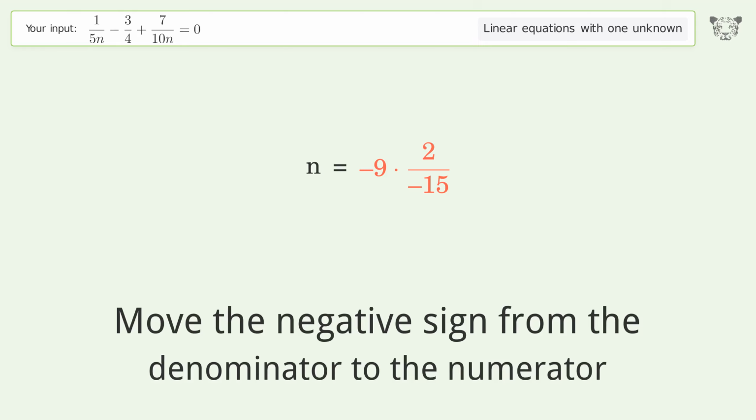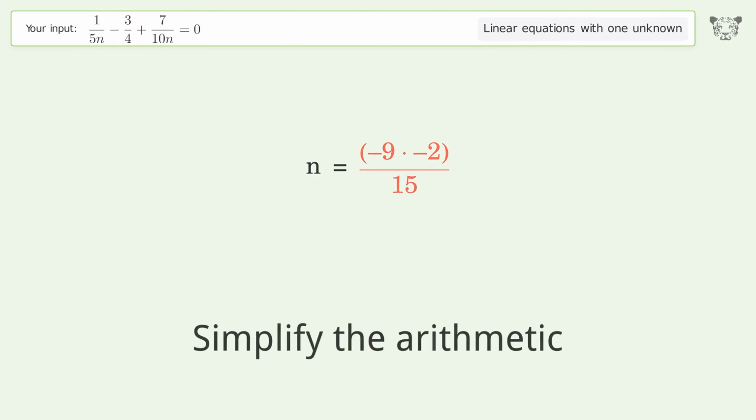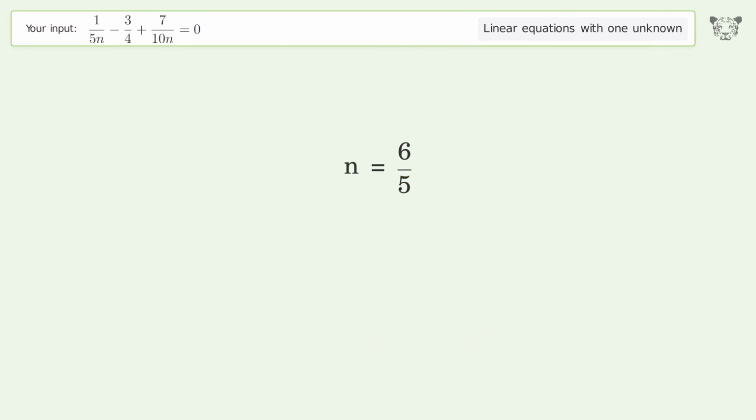Move the negative sign from the denominator to the numerator. Multiply the fractions. Simplify the arithmetic. And so the final result is n equals 6/5.